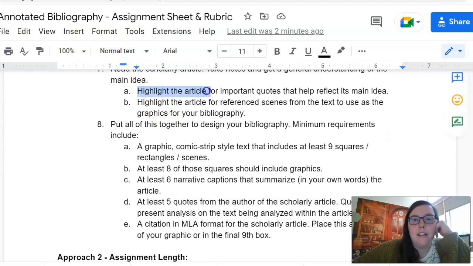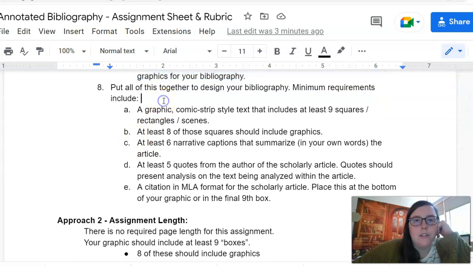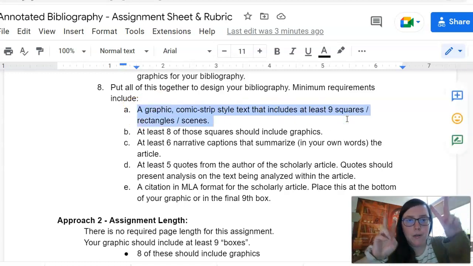As you're reading, I would highlight the article for important quotes that help reflect its main idea. I would highlight the article for reference scenes from the text, just so you have some places to pull from for the graphics part of your bibliography. Put all of this together when you're designing your bibliography. So I have some minimum requirements: your bibliography will not be successful unless at a minimum you do the following. You need to have your graphic include at least 9 what I would call squares, rectangles, scenes, boxes, whatever.